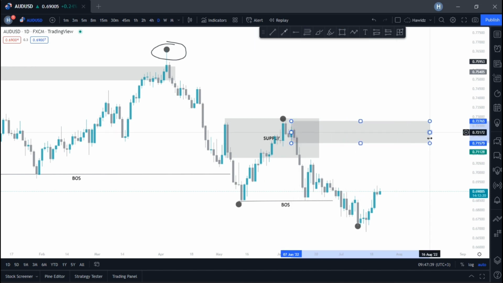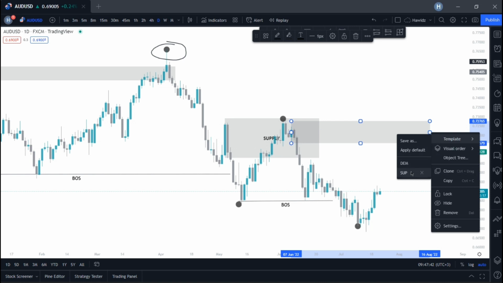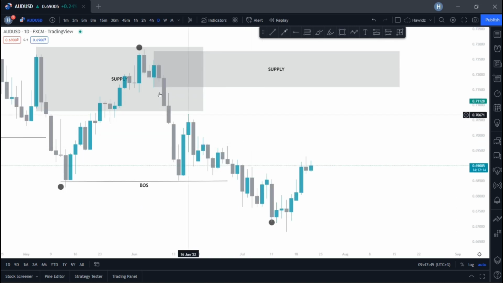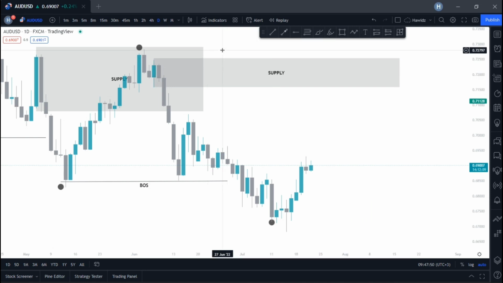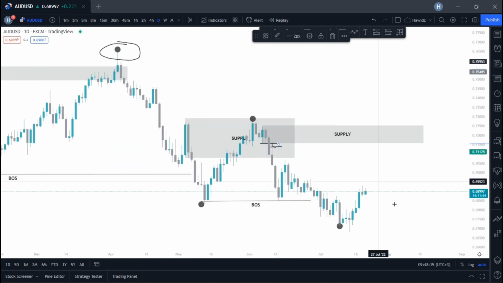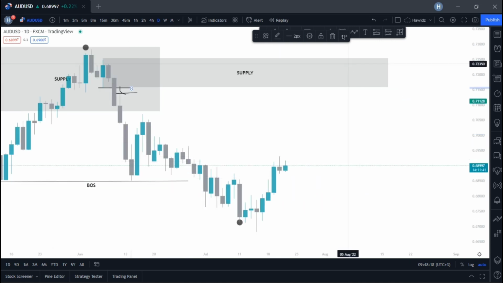Now, why did I pick this zone out of all the zones? So boom, you have your supply there. We have the most important things that we look at for a zone to be most valid. The first is that it has to be unmitigated, and the second is that it has to have imbalances, these price gaps in here. As you can see, there are portions of price that haven't yet been mitigated in here.